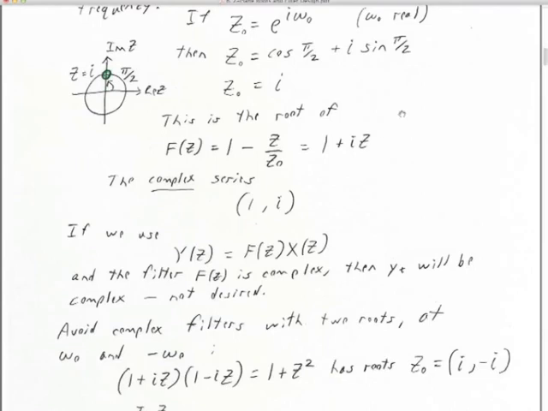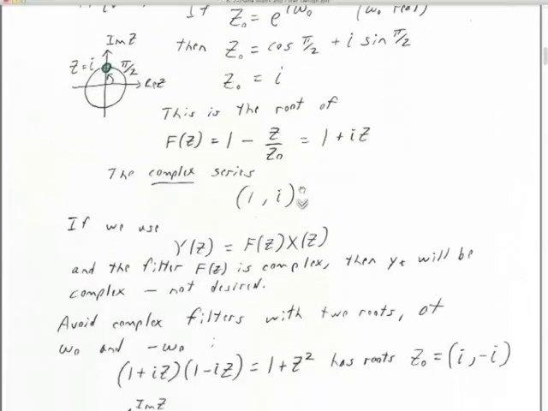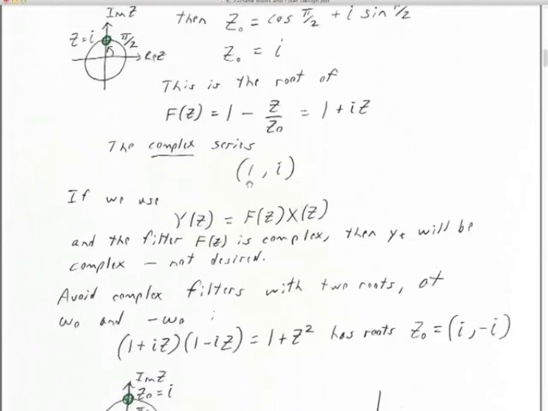Now let's build that into a polynomial. This is the root of 1 minus z over z naught, and if z naught is i, then 1 over i is minus i. So the actual polynomial is 1 plus iz. And so now we know the time series that this pi over 2 filter, omega 0 equals pi over 2, represents. The filter's time series is 1, i.